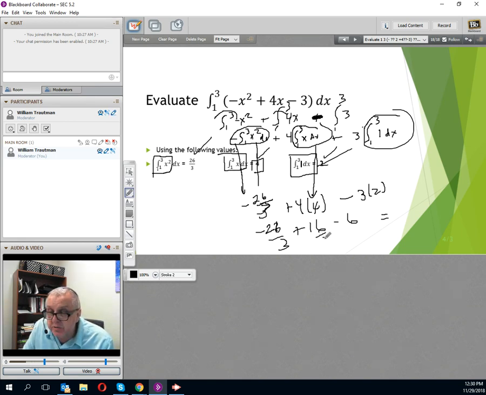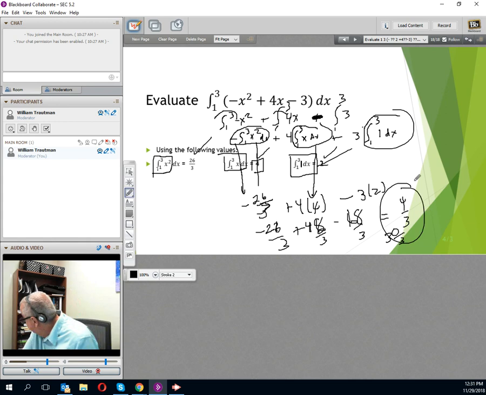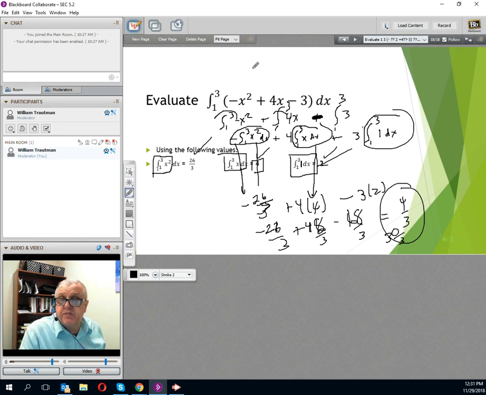Everything changes to thirds, so 16 becomes 48 over 3. And 6 changes to 18 over 3. So this is 30 over 3 minus 26 over 3. So you end up with 4 over 3 as your answer. All right, so that's it. That's section 5.3.